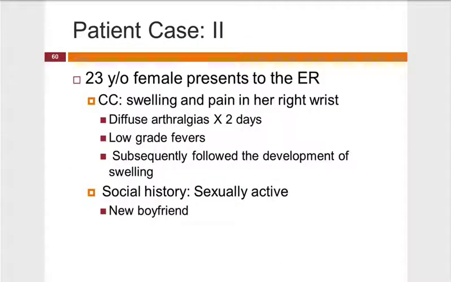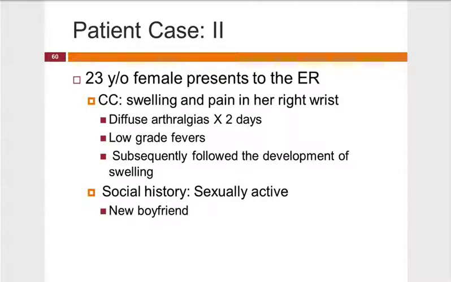All right. Our next case is a 23-year-old female that presents to the ER. Chief complaint is swelling and pain of her right wrist. She has had diffuse arthralgias for the last 2 days, a low-grade fever, and then subsequently developed this new swelling. Her social history is significant for the fact that she has a new boyfriend and she is sexually active. There's a reason why I put that in there. I swear it's not an STD lecture, but there's a reason.